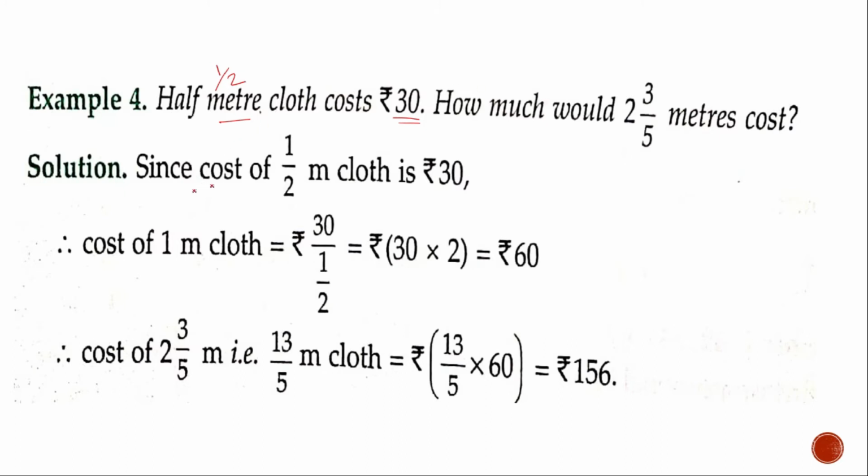So since the cost of half meter cloth is rupees 30, the cost of 1 meter cloth will be rupees 60. And the cost of 2 whole 3 by 5 meters, that is 13 by 5 meters of cloth, will be 13 by 5 into 60. That means 156 rupees.